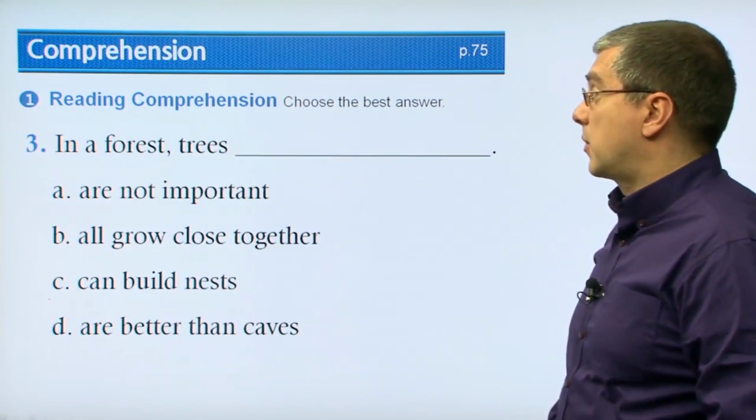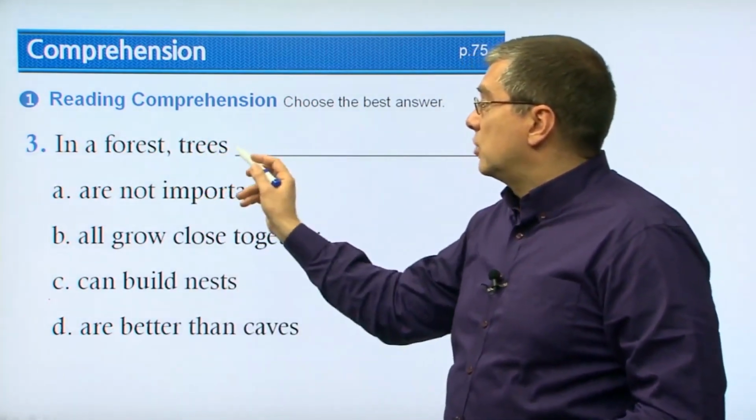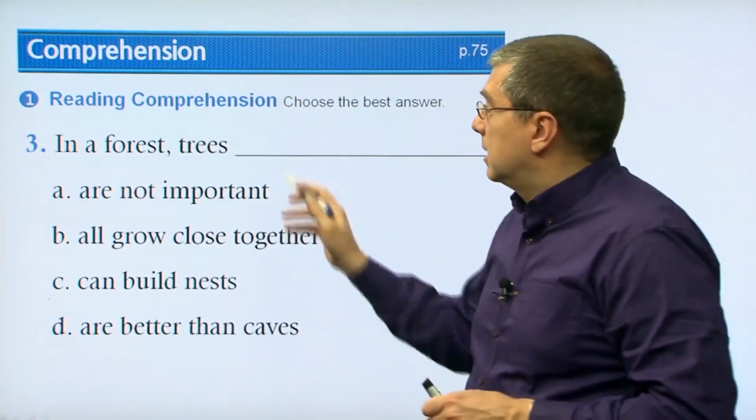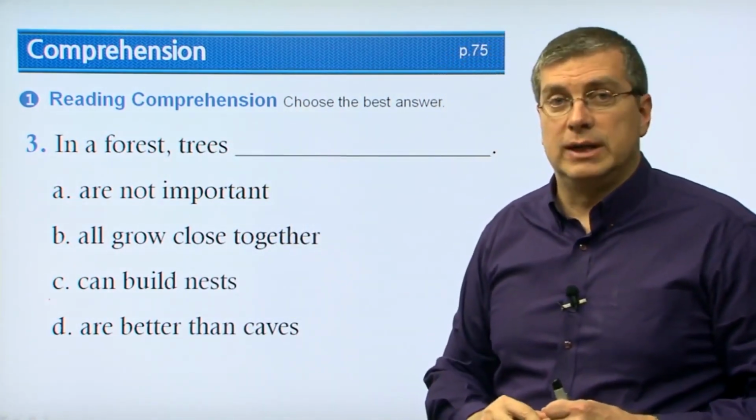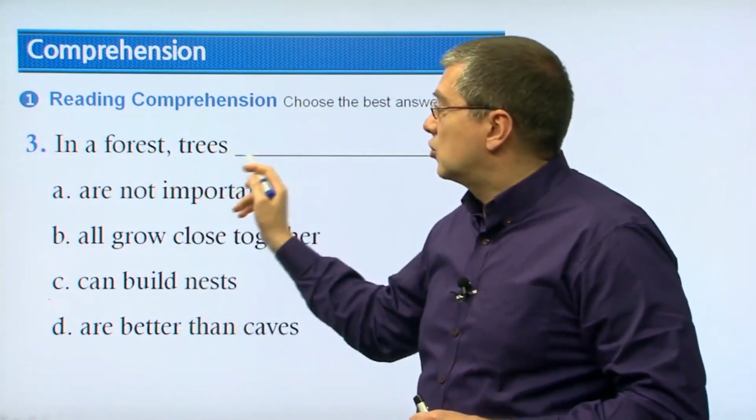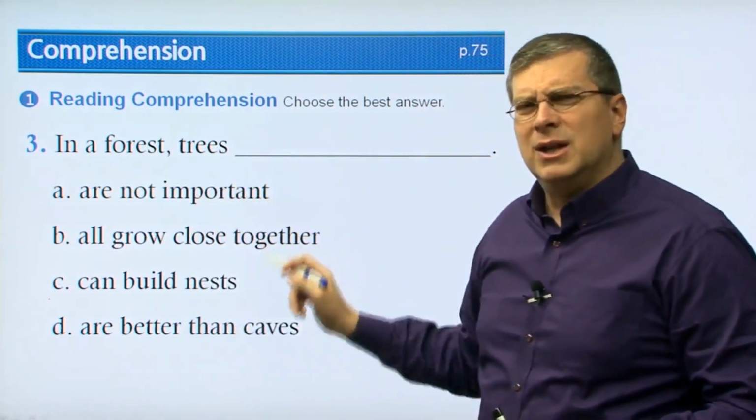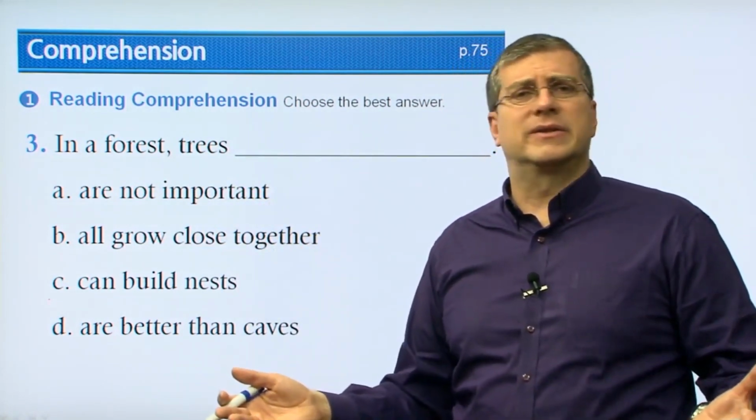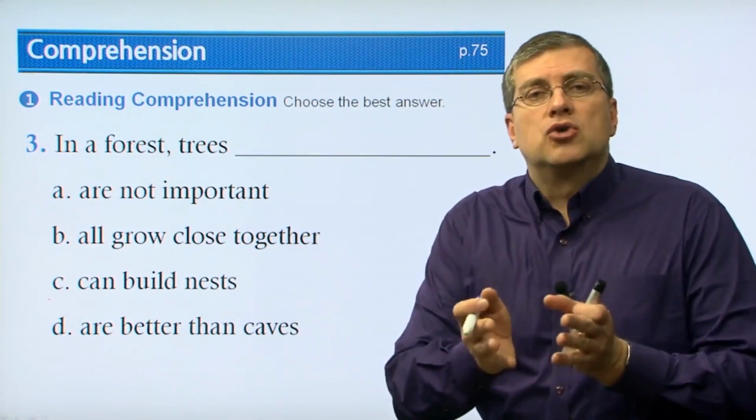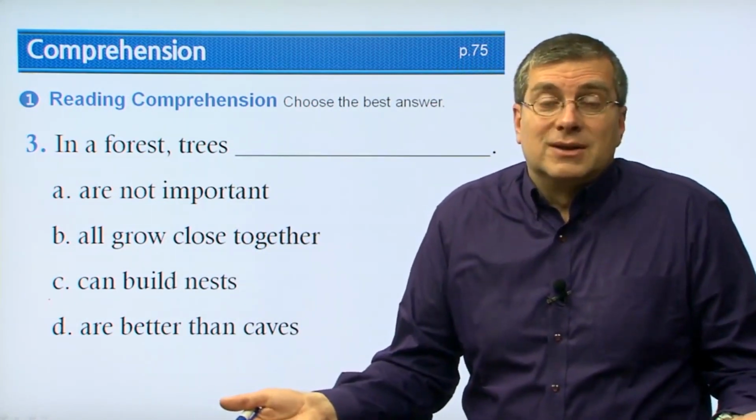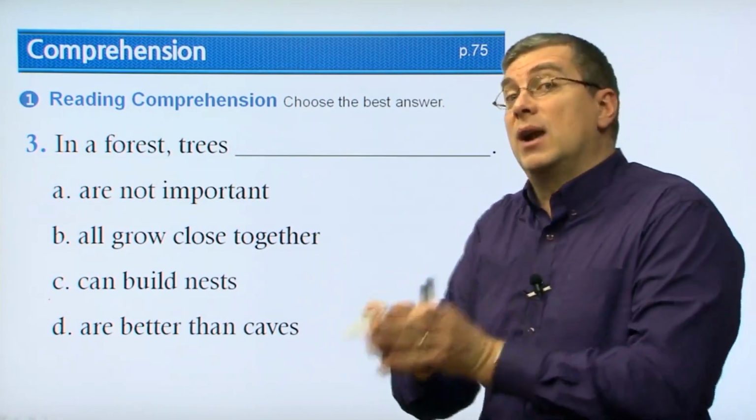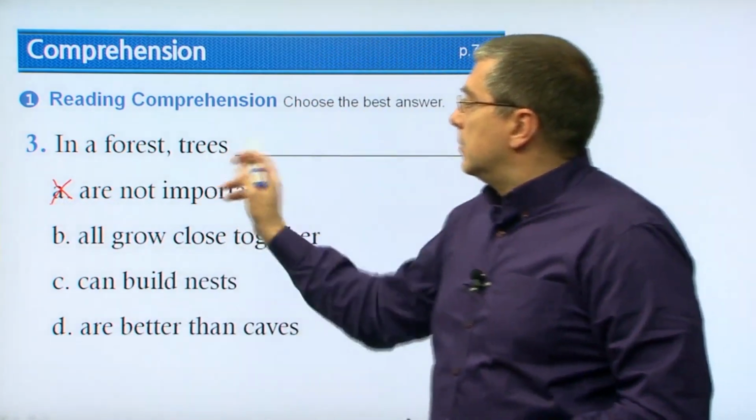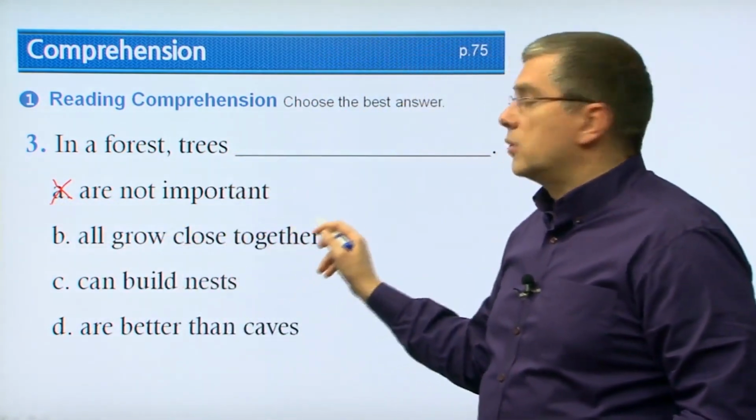Okay, let's take a look at number 3. In a forest, trees beep. Okay, so we're looking for a part of a sentence that talks about trees. A, in a forest, trees are not important. Trees aren't important in a forest? That doesn't sound right. If there were no trees, there would be no forest. So of course, trees are very important to a forest, right? So that's not correct.